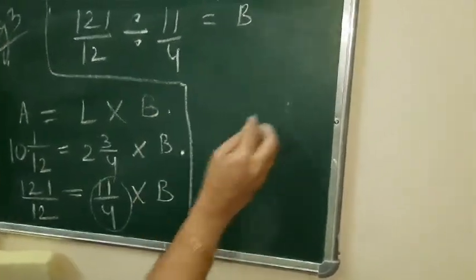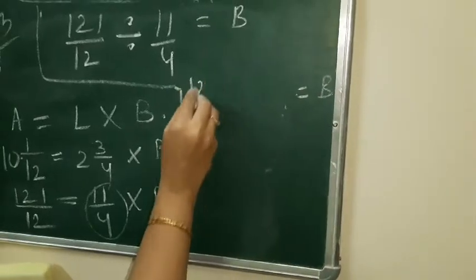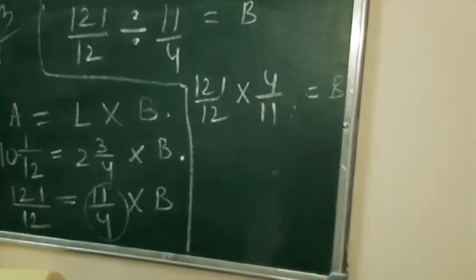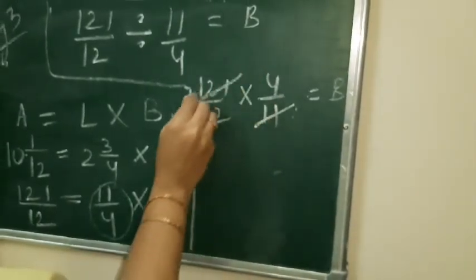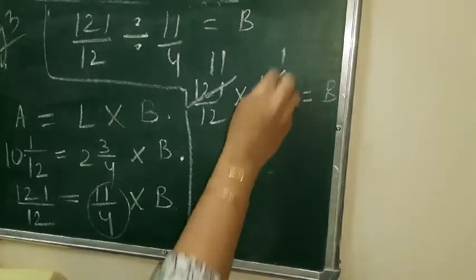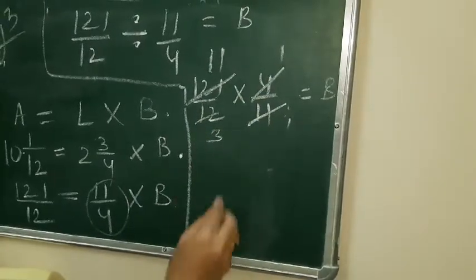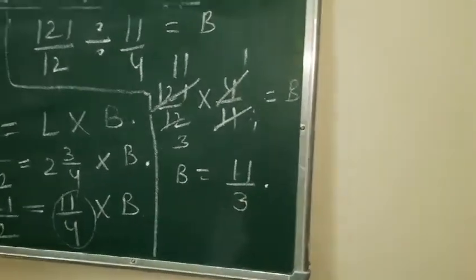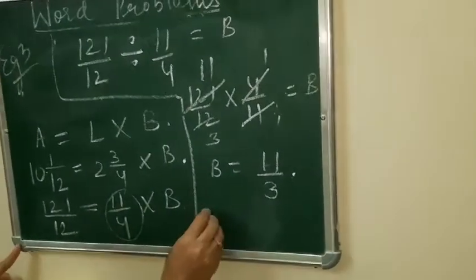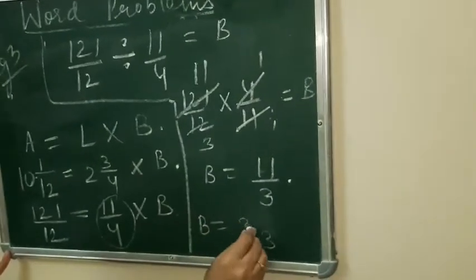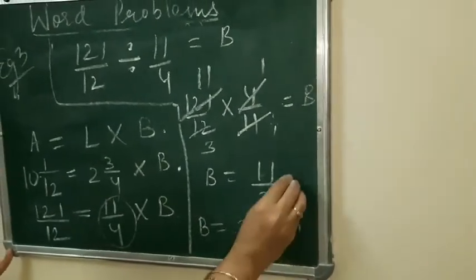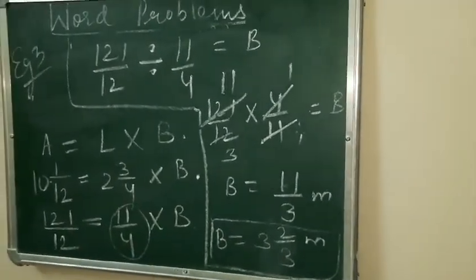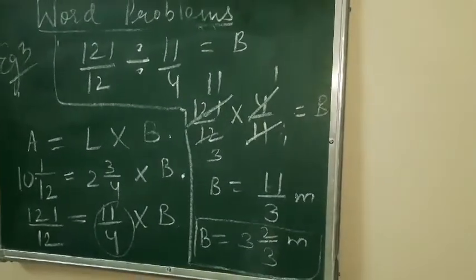I am solving it here. So B is equal to 121/12. Now division will change into multiplication and reciprocal. Now do the cuttings. 11 elevens are 121. 4 ones are 4. 4 threes are 12. So your B is 11/3. You can change it into a mixed fraction also. When you divide it, 3 threes are 9 and 2 will be the remainder. So it is 3 2/3 meters. So this will be your answer for example number 3.